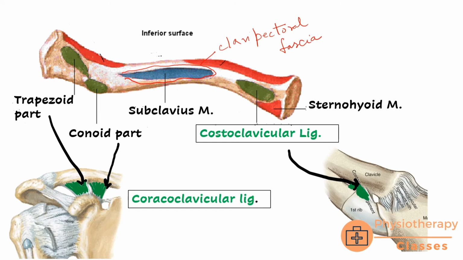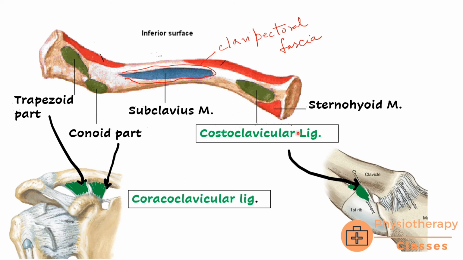Okay, now let us look at the ligaments. So there are 2 ligaments that will be attached. Near the medial end you have the costoclavicular ligament. It is simple to understand here because this ligament will be going from the first rib and first costal cartilage till the clavicle.